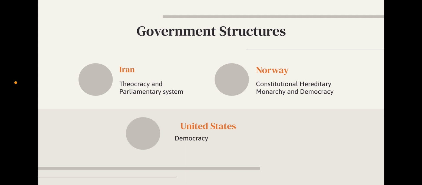Then we move on to the United States. They're considered to be a democracy. So there's a national government, and some powers are also delegated to the states. The national government has a separation of powers, which includes the executive, judiciary, and legislative branches.